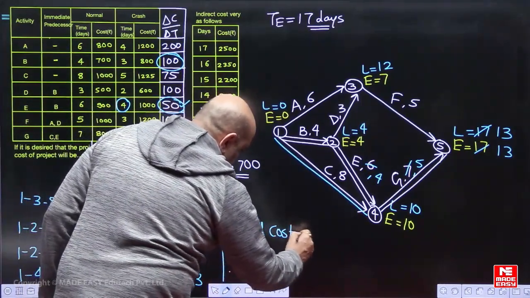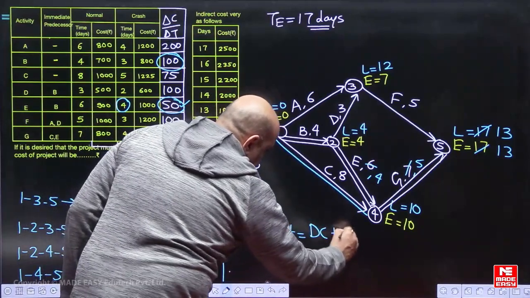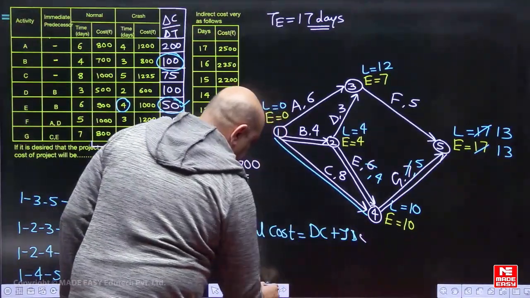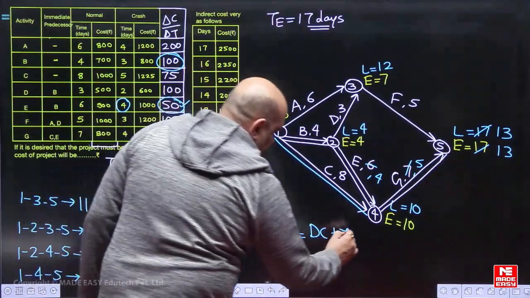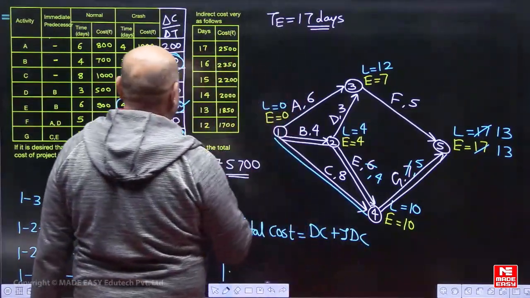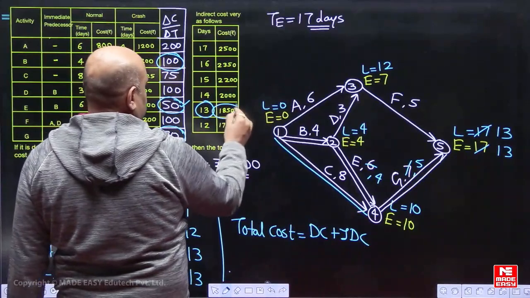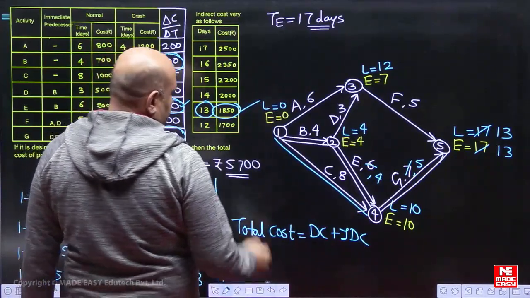टोटल कॉस्ट, दैट विल बी द सम ऑफ डायरेक्ट कॉस्ट प्लस इनडायरेक्ट कॉस्ट. इनडायरेक्ट कॉस्ट तो अपन को 13 डेज की यहां से मिल जाएगी. ये आ गई इनडायरेक्ट कॉस्ट. डायरेक्ट कॉस्ट निकालने.